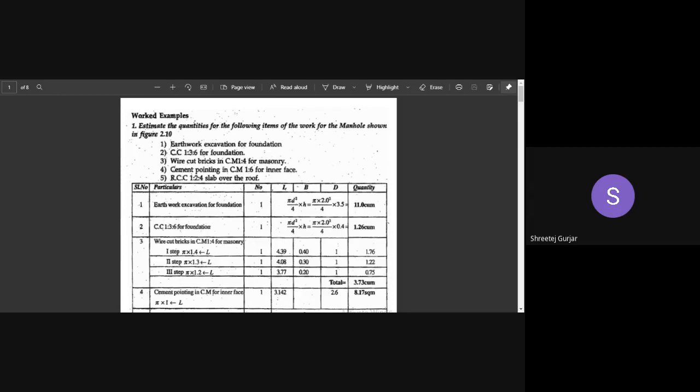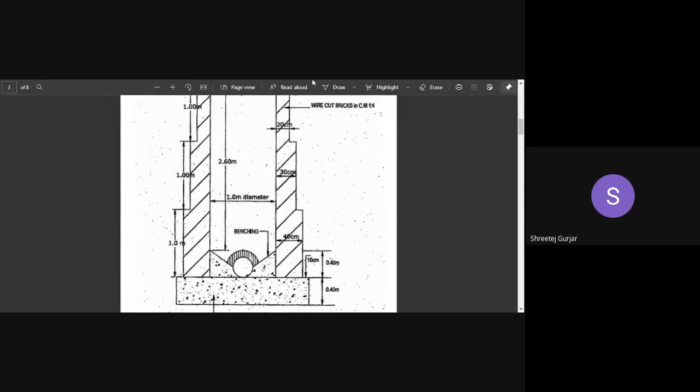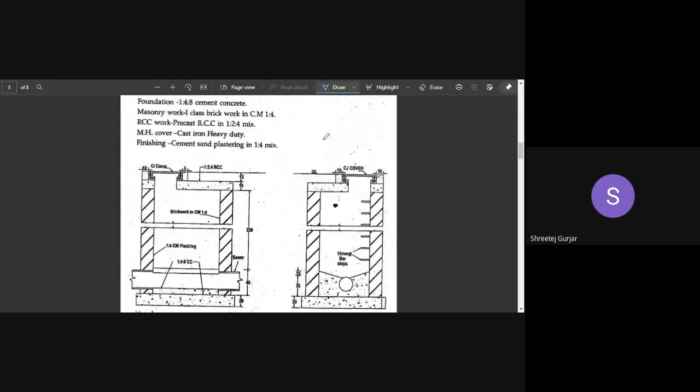A manhole is provided at regular intervals in your drainage system, wherein a person can go in and do some maintenance work. It is also provided at junctions, wherein two or more drainage pipes are meeting. Steps are provided to get in and get out, so that we can easily maintain our drainage system.